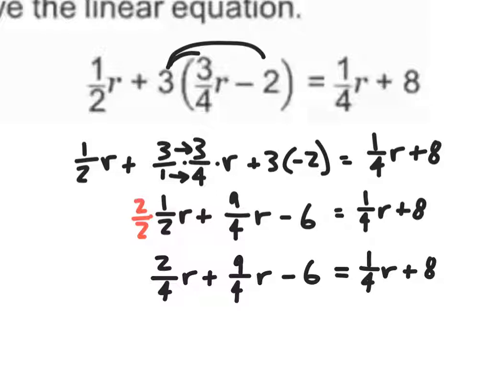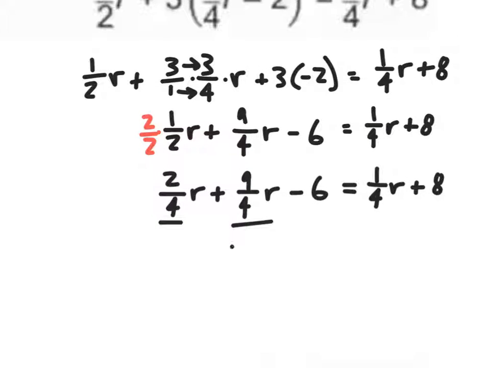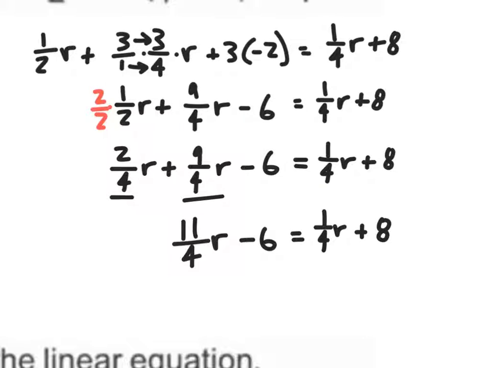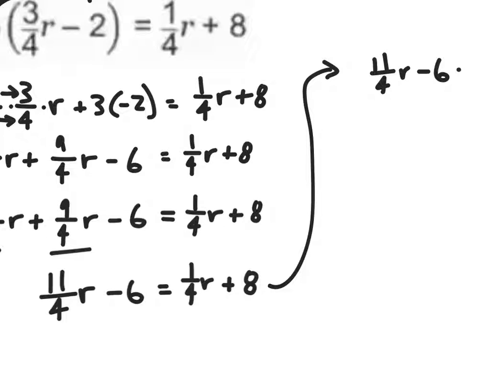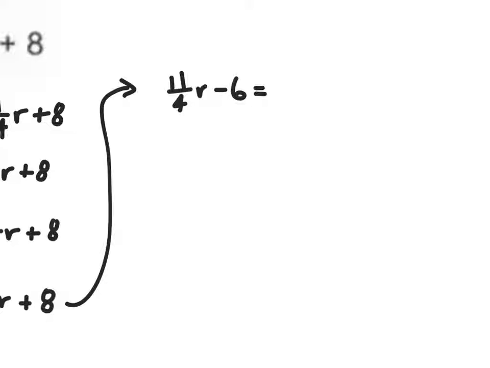Okay, so now if I've got 2/4 r plus 9/4 r, that's going to give me 11/4 r. So 11/4 r, and then minus 6 is equal to 1/4 r plus 8. Now what I want to do is get all my values with r on one side, values with my numbers on the other side. So I'm going to move this up here, just to give me a little bit more room. I'm going to rewrite this: 11/4 r minus 6 equals 1/4 r plus 8.